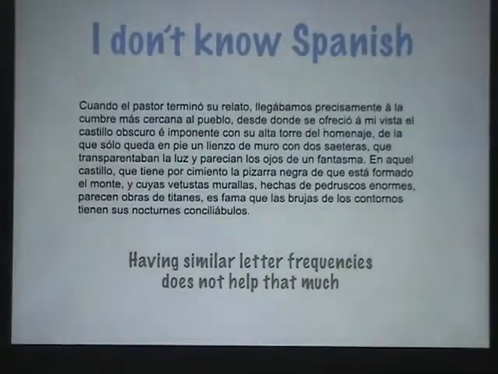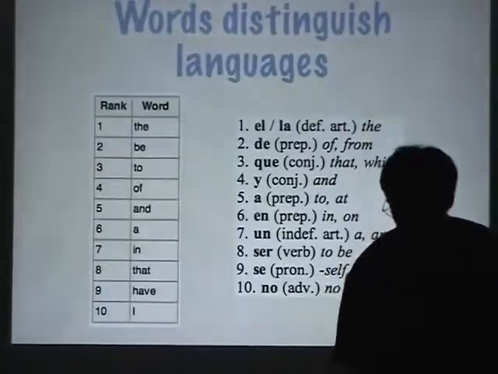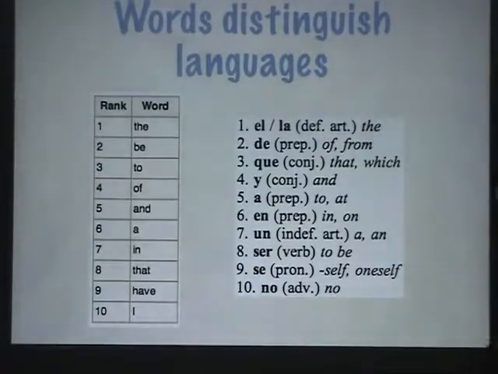I just pulled this out of some text, probably some free text from the Gutenberg project. But I have no idea what this means, because the letter frequencies don't help me when it comes to understanding words. The meaning is in the combinations of letters to make words. It's not just the letters. You can't know the letters and the frequencies of them and suddenly understand Spanish. Words are the things that distinguish the languages, and not the letters.